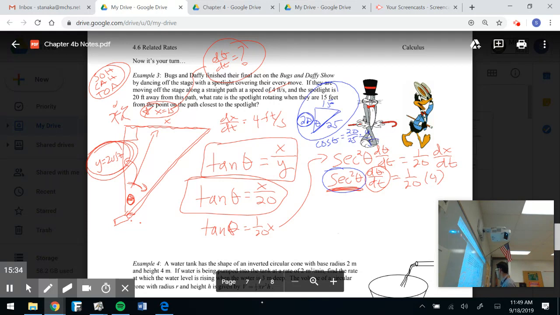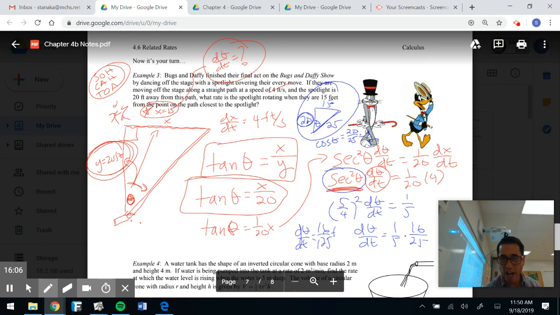4 over 5. So guess what? Secant then would be 5 over 4. But what do I have to make sure I do? I have to make sure I square that. And that is equal to 1/5. And so that means d theta dt is equal to 1/5 times, what would that be? That'd be 16 over 25, right? So if I do my simplification, I get d theta dt, which is equal to 16 over 125. Whoops, shame on me. It's theta. Theta in AP Calc is always in radians. So it'd be radians per, what we said earlier, per second. And so that is my answer to the question.